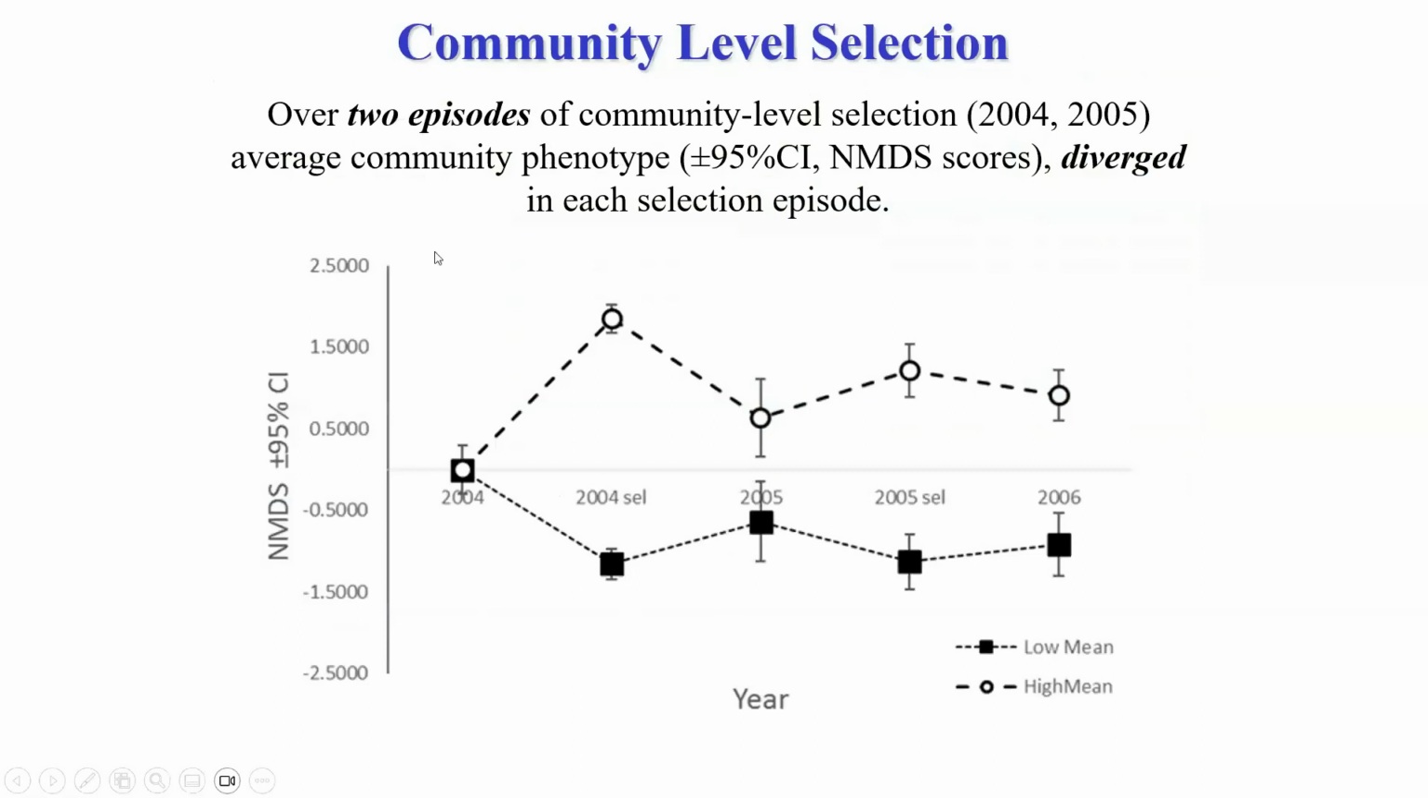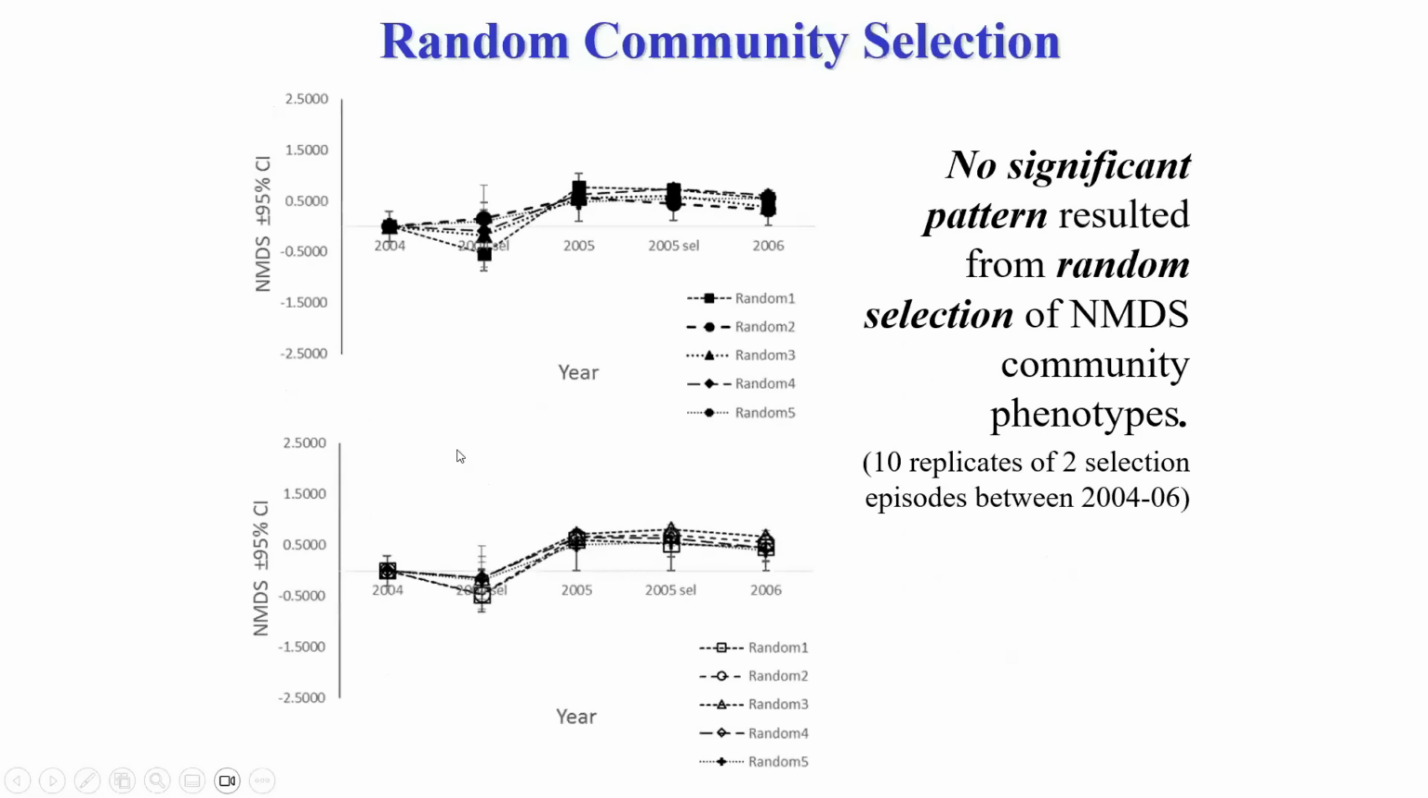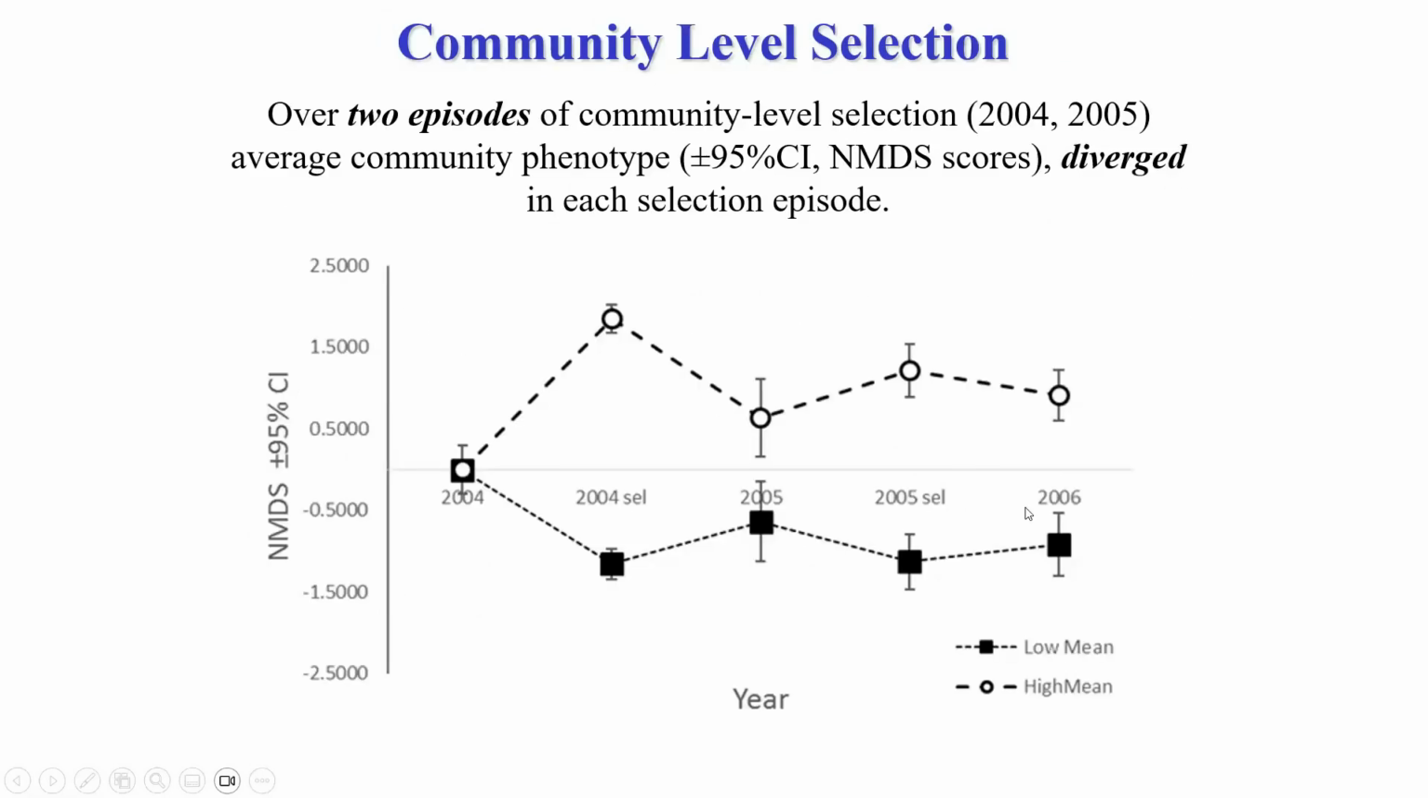The 2 episodes of selection in 2004 and 2005 showed that even though all of the values were close to 0, by 2005, our community phenotype had diverged away from 0. And by 2006, our NMDS scores were significantly different from our initial values. When we randomly selected communities, we found no significant pattern of NMDS scores in 10 replicates.